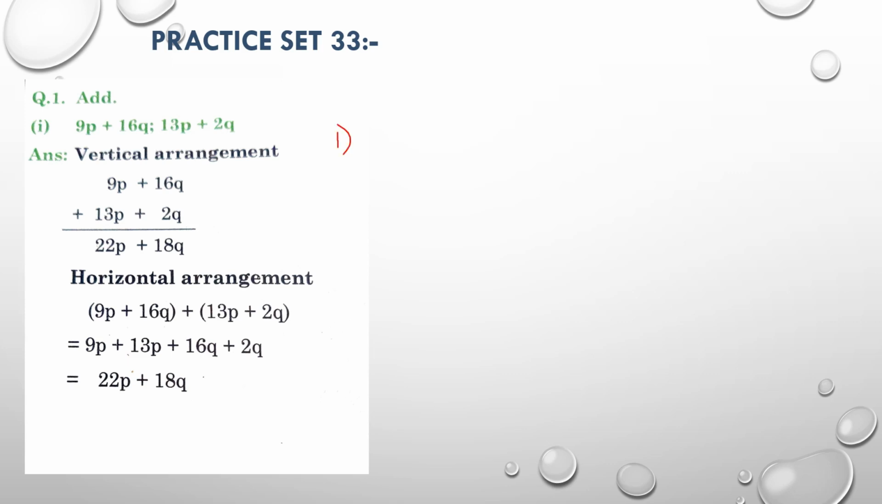The first one, 9p plus 16q. Then 13p plus 2q. Now all like terms you have to take together to add. So where 9p is written, there you have to write 13p. Down you have to write 13p, plus where 16q is written, there you have to write plus 2q.